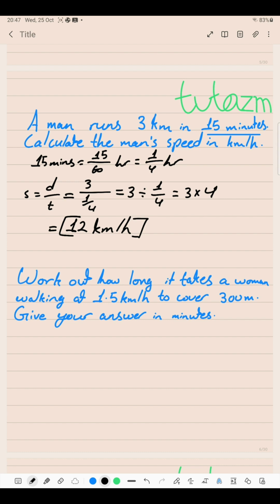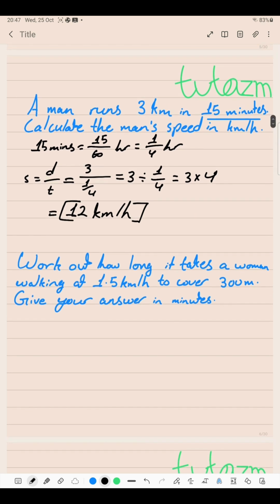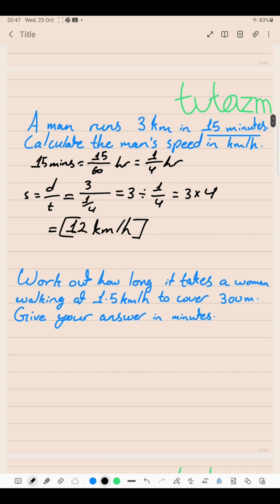our distance here is given in meters, but our speed is given in kilometers per hour. And then the question says give your answer in minutes. So we're obviously not going to be working with minutes in the question itself because the units for speed are either kilometers per hour or meters per second. So we're not going to be using minutes for our working out. We'll see what we get to at the end and then we'll convert that to minutes. But for the time being, let's convert the meters into kilometers and then try to work it out that way.